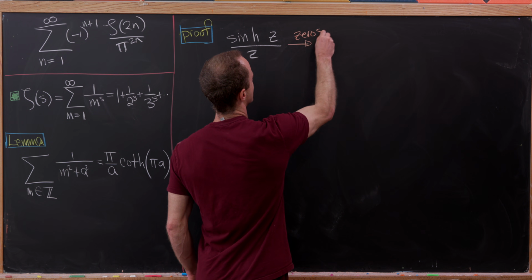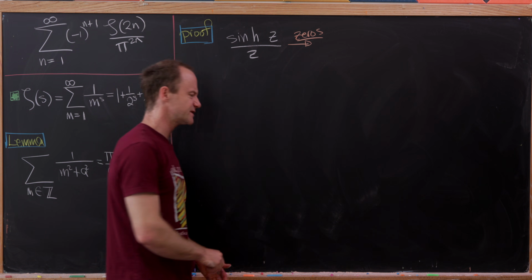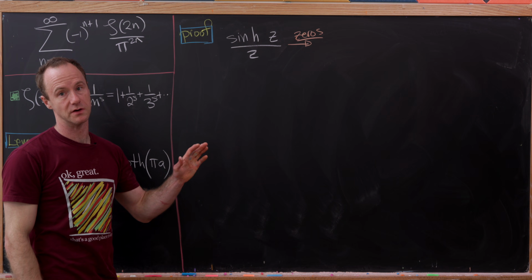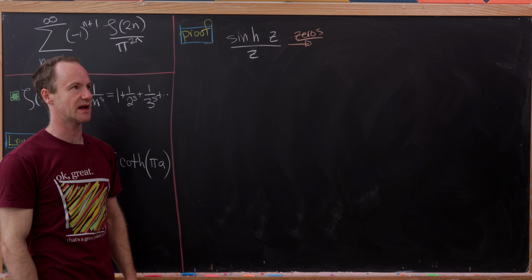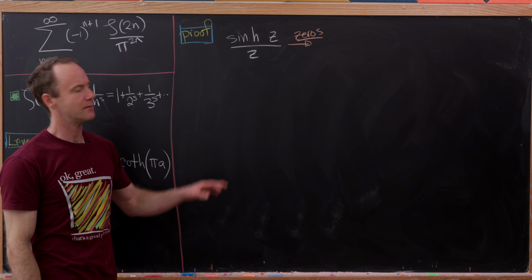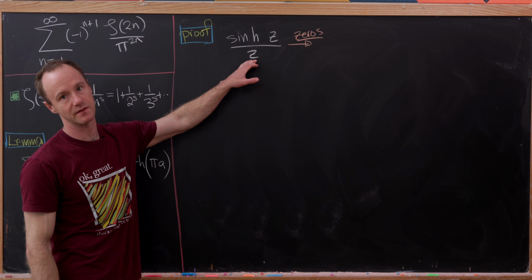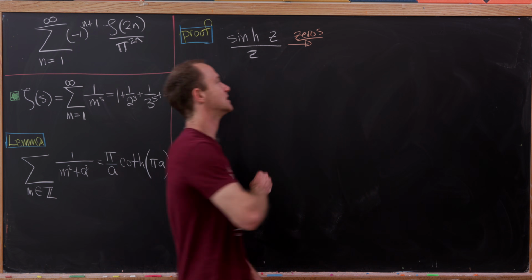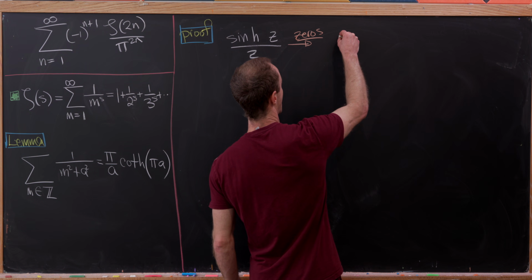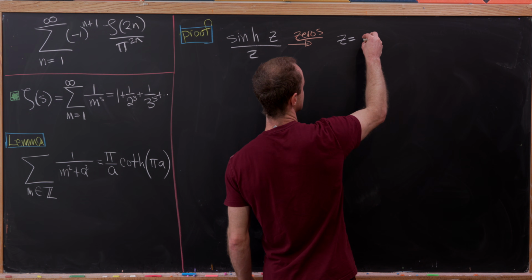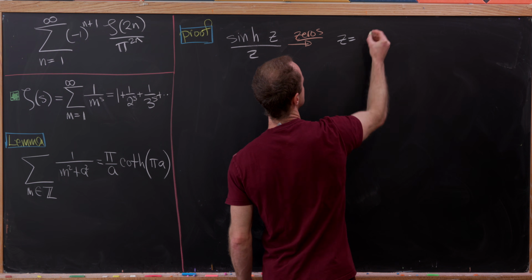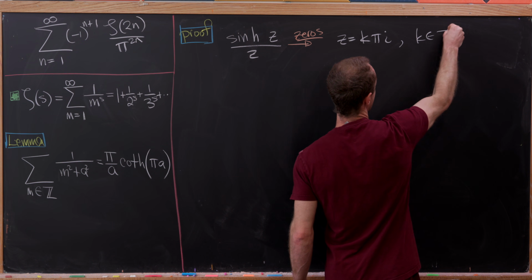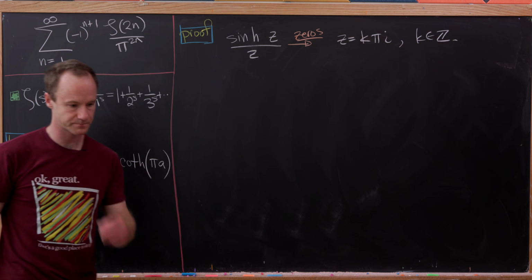So what are the zeros of this function? Well, we're going to use the fact that this has the zeros of sine almost. It has the zeros of sine multiplied by i. But of course, we just factored out the 0 at z equals 0. So it has all of them except for those. So in other words, the zeros are z equals k times pi i, where k runs through all integers.